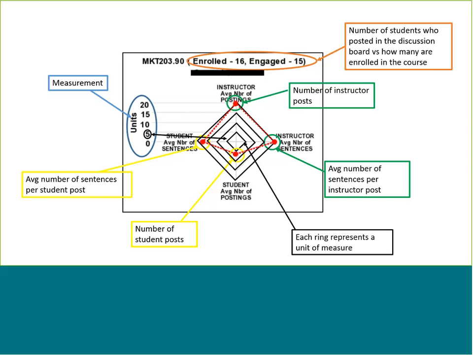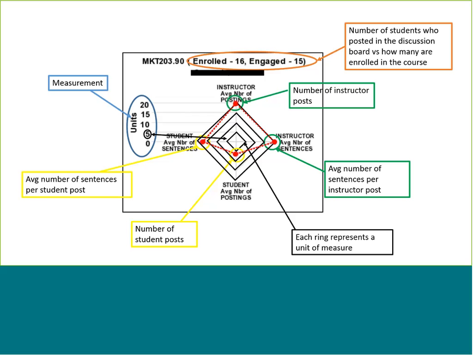So then, on the bottom, you have the number of student postings. That takes how many posts were generated that week by students divided by how many students were engaged. So that number at the top, you can see marketing 203.90, enrolled 16, engaged 15. That number on the bottom is only taking the number of posts, dividing it by the number that were engaged, not by the number that are enrolled. And that's another indicator that you can look at as an APM and say, he's only got 15 out of 16 students engaged, what's going on?